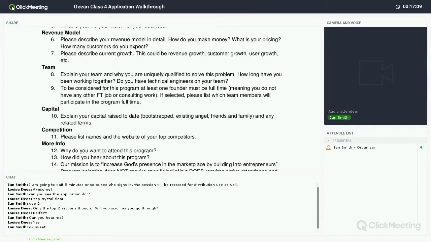I'll tell you right off the bat, the answer we're not looking for in either of these questions is, well, we're entering the medical device industry. It's a $50 billion market. If we can just capture 0.2% of that market, we'll be a tens of millions or hundreds of millions of dollars company. That is not what we're looking for, and that is not a revenue model.